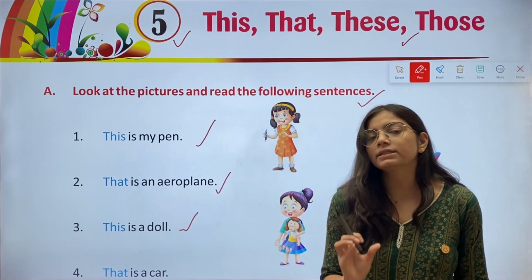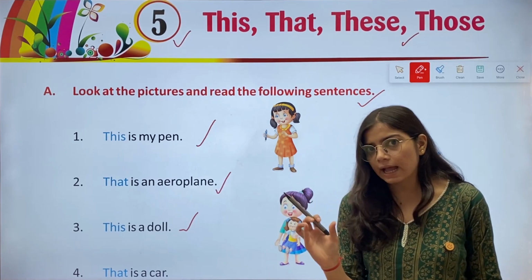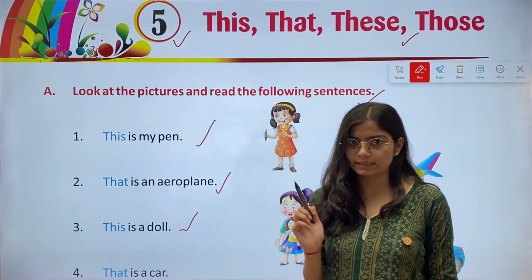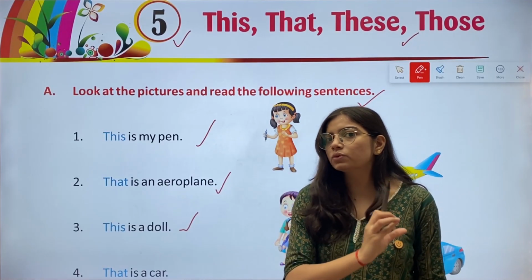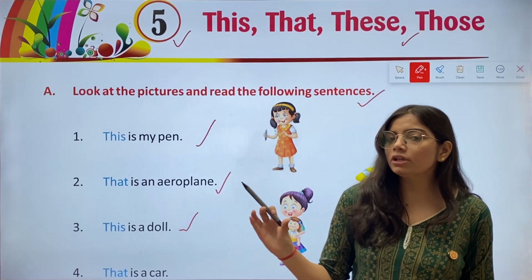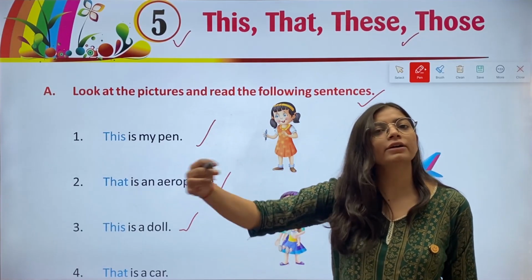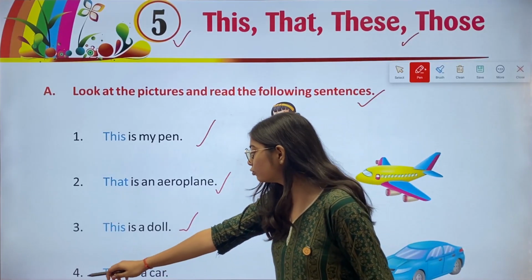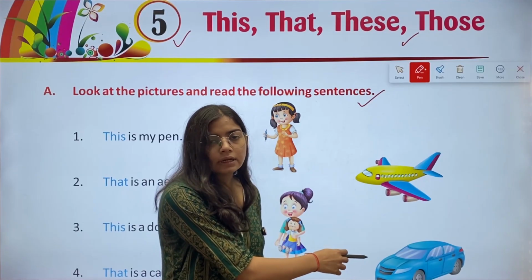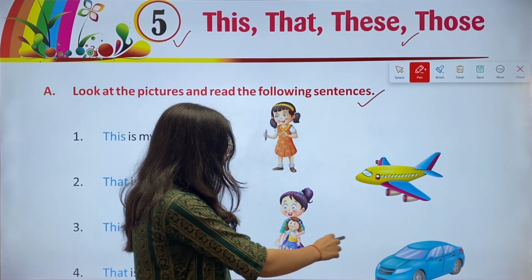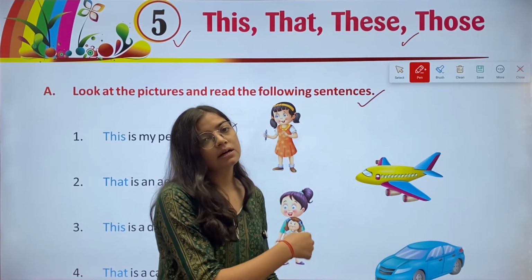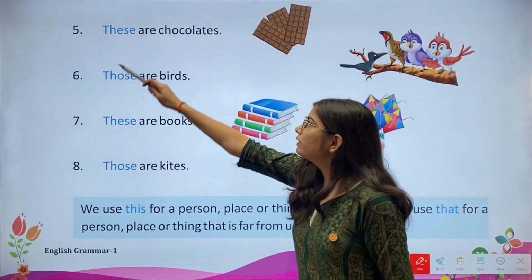Again, remember this. We use this and that for only one thing, animal, or place. Okay, in which this we use for things that are near to us, and that we use for the things that are far away from us. Okay, then we have fourth one, that is a car. As you can see, here is a car, and this car is far away from this girl. So she said that is a car. Okay. Then we have fifth.